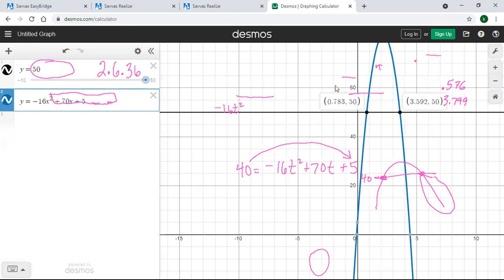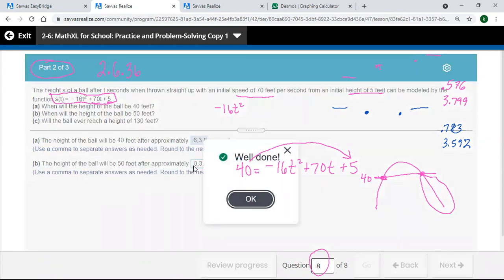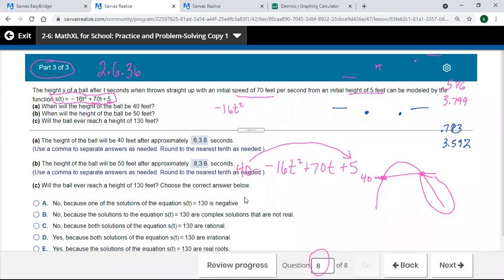So for that one, we've got 0.783 right there and 3.592 right there. Let's go put that in Savvas and see what it says for that one. Since we had to do the other one with both of the points, again to the nearest tenth, so 0.78 would be 0.8. And then 3.59 would be 3.6.